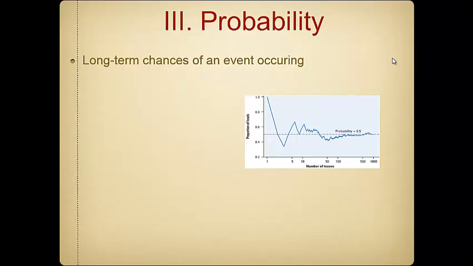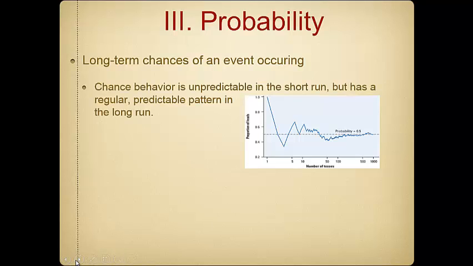So probability we're focusing on, remember, is the long-term chances of an event occurring. Perhaps the probability of getting a heads on a coin when you flip it is 50%, but that does not mean if you flip it 10 times you're going to get 5 heads. There's always going to be variability, and that's what makes statistics so interesting. Chance behavior is unpredictable in the short run. We don't know whether we're going to get a heads or a tails the next toss, but it has a very predictable pattern in the long run.